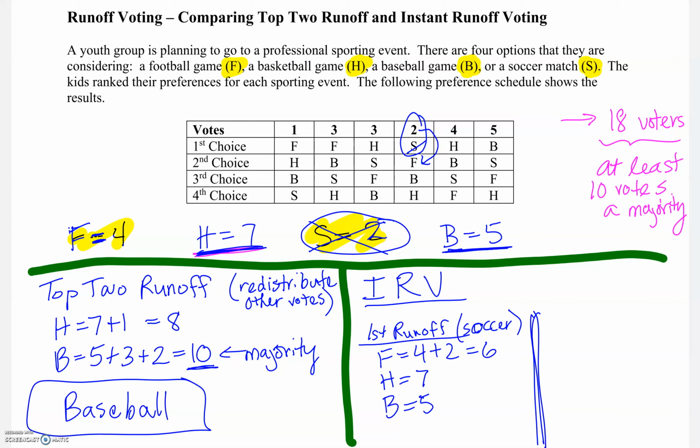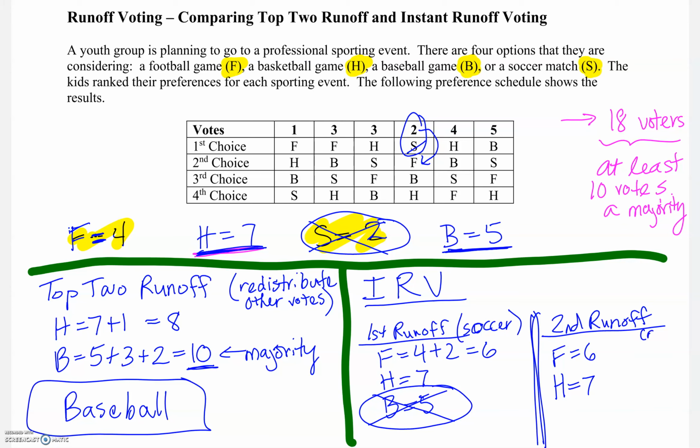What we now do is eliminate the lowest. So in our second runoff, we have to eliminate whoever got the lowest next, and that would be baseball. Baseball is now the lowest, so even though they won in top 2 runoff, they're now the lowest because the soccer votes went to football, and that made football have more votes than baseball did. So now we're going to have a final runoff with football and basketball. Now football in the last election had 6 and basketball had 7. The question is, where do those 5 votes go?